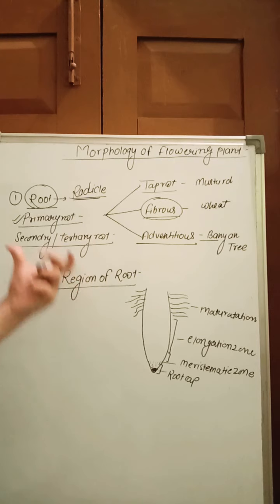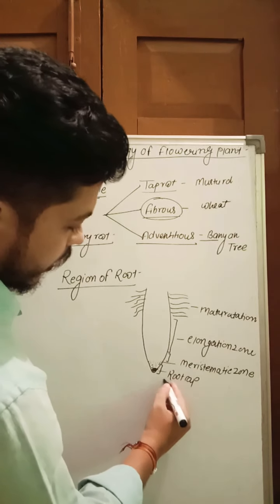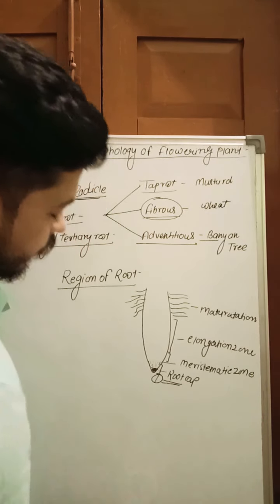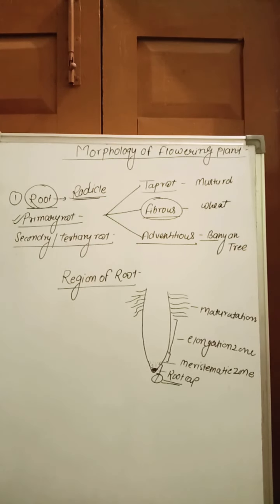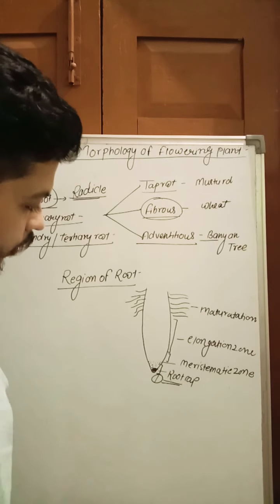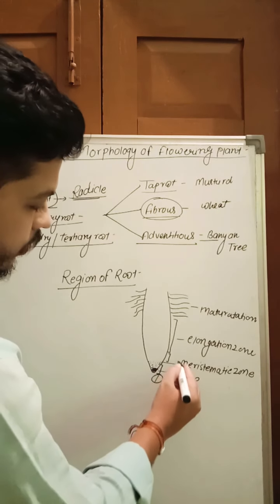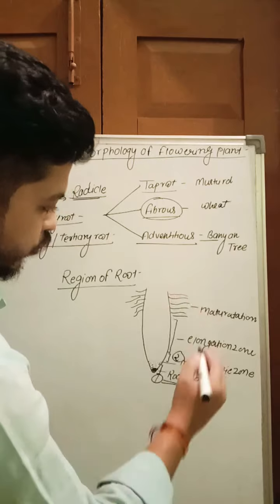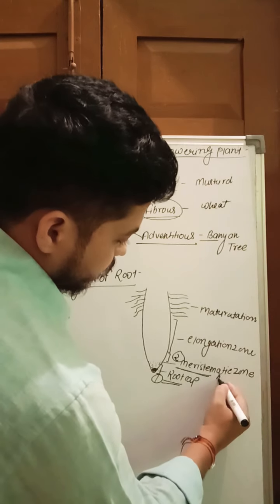When we see the morphology of the root, there are many regions of the root. The first region is called the root cap zone. The root cap zone is a cap-like structure which protects the root from direct exposure to hard substances. Just a few millimeters above is the second one, the meristematic zone. Very important zone.